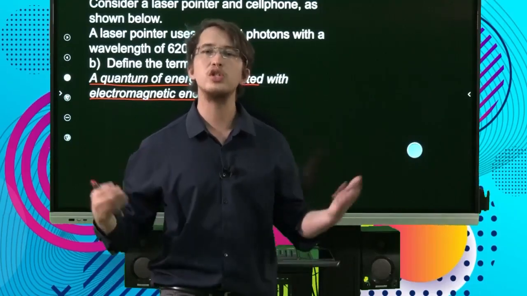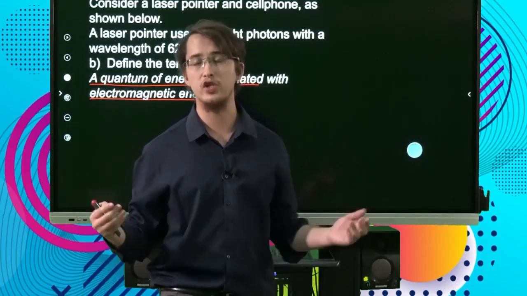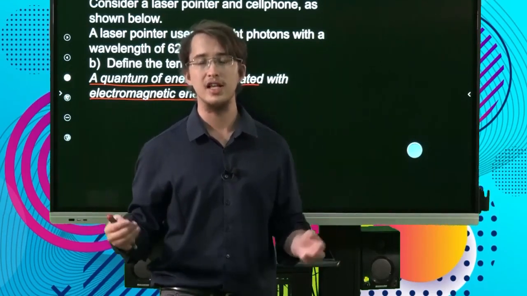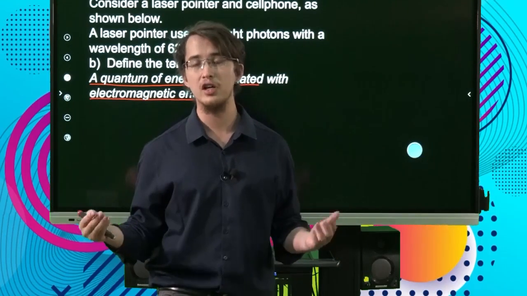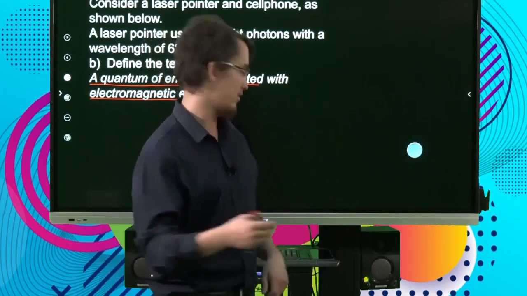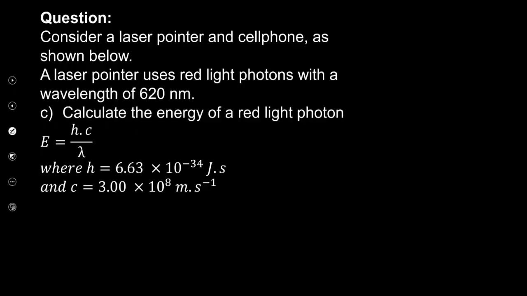Remember, a quantum is just a fancy word for a packet of energy that can't get any smaller. So the definition makes a lot of sense: photons are just packets of energy associated with electromagnetic radiation. Let's go further. Part C of this question says, if the laser pointer uses light of wavelength 620 nanometers, we need to calculate the energy of a single photon of this red light. So how are we going to do it?